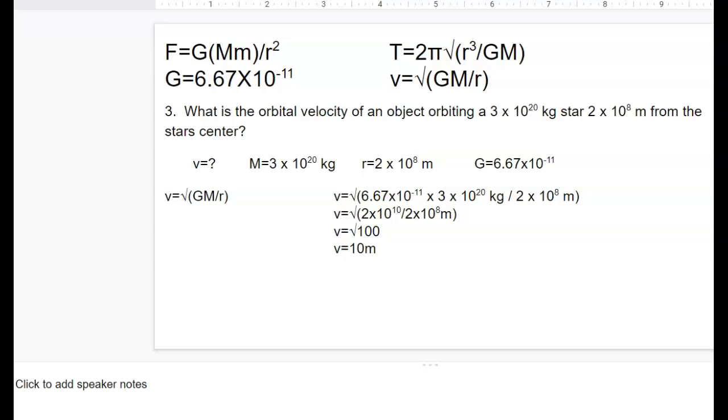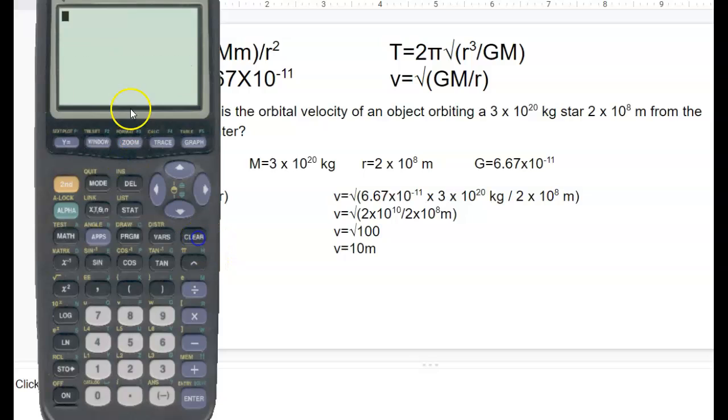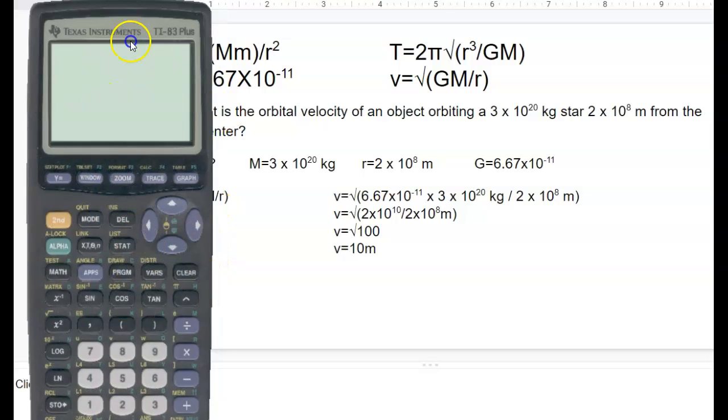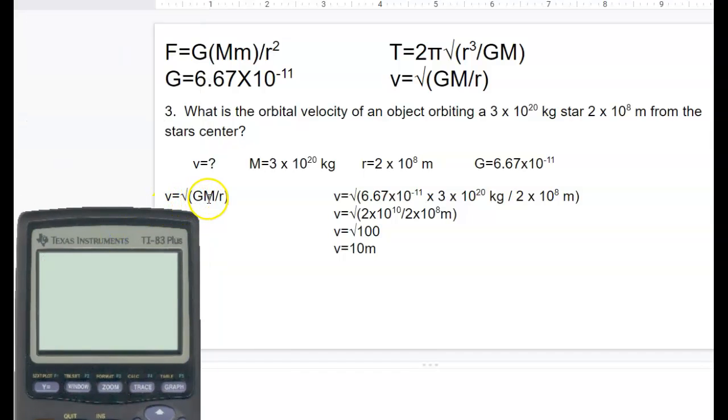Number 3. All right, so what is the orbital velocity of an object orbiting a 3 times 10 to the 20th kilogram star, 2 times 10 to the 8th meters from the star's center? So we're looking for velocity, so we're looking for v. We know m, we know r, and we know g. Okay, so I'm going to clear my calculator again. So I know the equation: v equals the square root of GM over r.